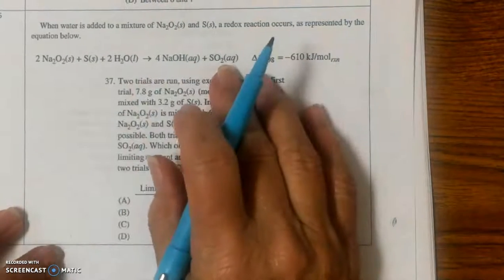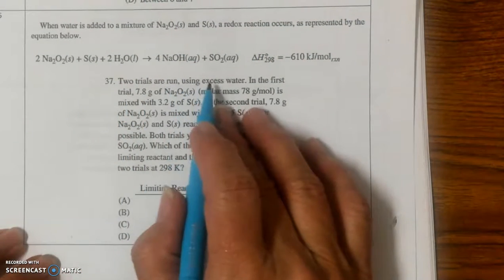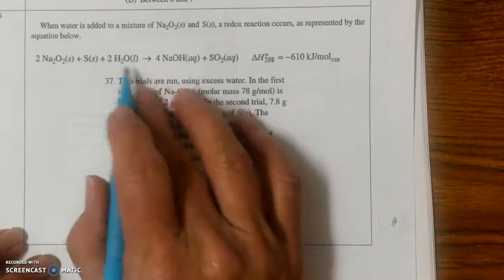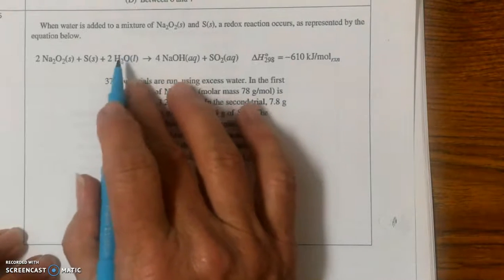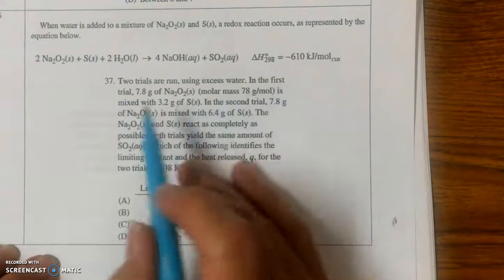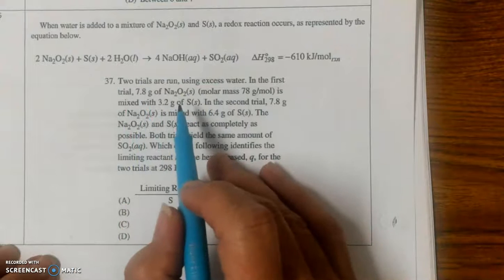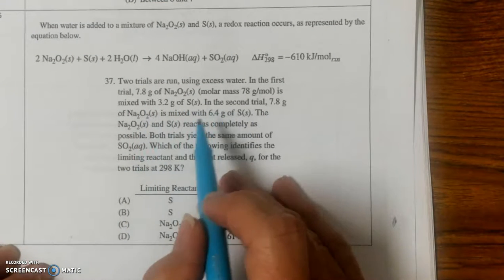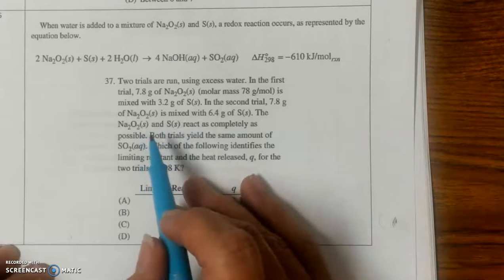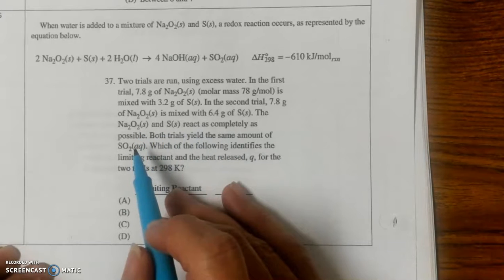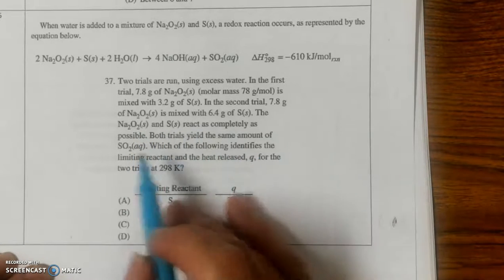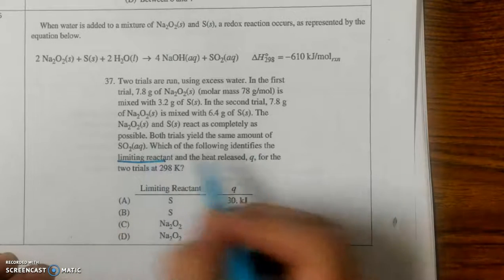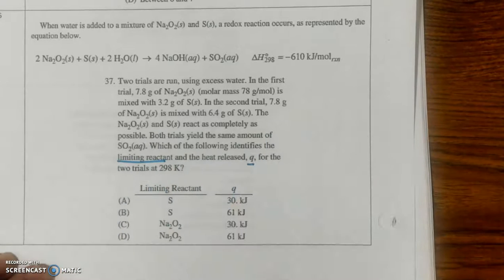All right, the next problem is a redox reaction. It gives you the full balanced equation, and it says 2 trials are run using excess water. That means that the chemical quantity of water is not going to be significant in this problem. In the first trial, I've got these conditions. In the second trial, I've got these chemical quantities. Each reacts completely, and they make the same amount of SO2. Which of the following identifies 1, the limiting reactant, and 2, the heat released, or Q? So this is going to be two things you're going to have to find.